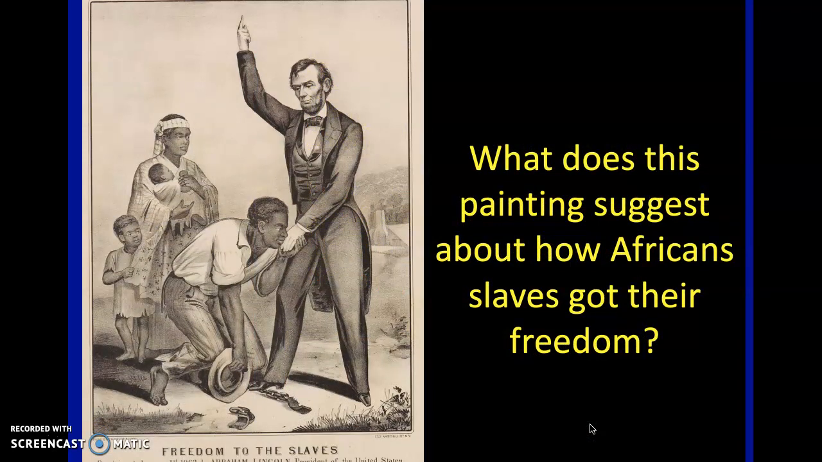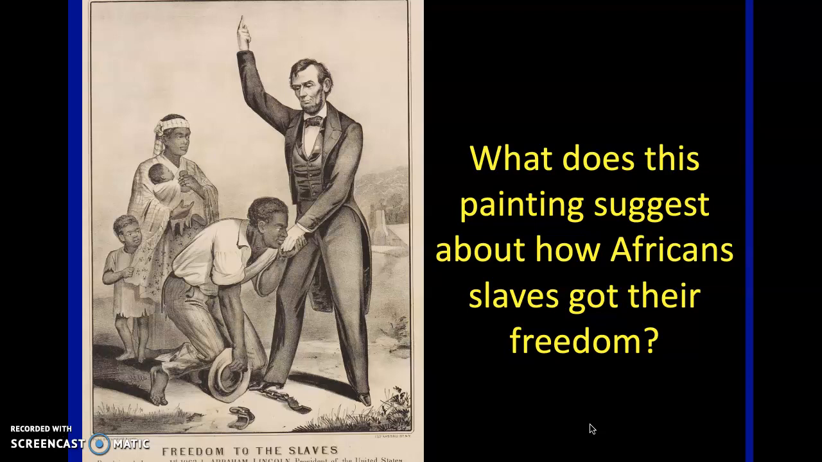This is one of my favorite sources about Abraham Lincoln. It shows him in a fictional scene. It's not real, but it's supposed to make you understand what kind of a person he was or how people at the time understood him. And it's an image showing how Africans perceived him, or other people in America, his admirers, people that liked Abraham Lincoln, perceived him.